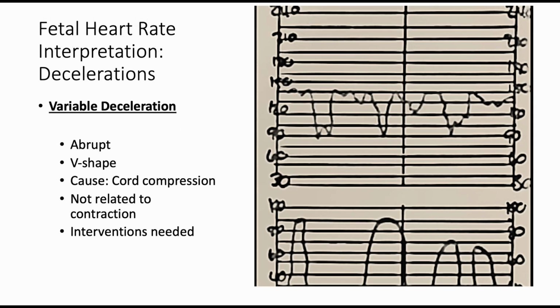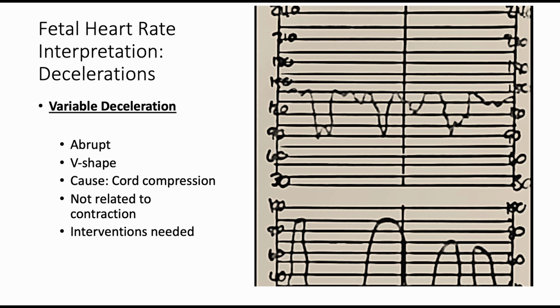Our variable deceleration, these are going to look a little bit different. They tend to be more abrupt, so they look more like V's than U's, right? The other ones kind of look more like a U. These are going to look more like V's because they're more abrupt, so V for variable.